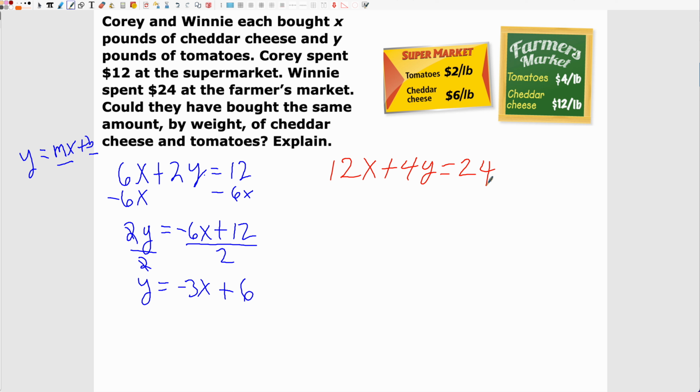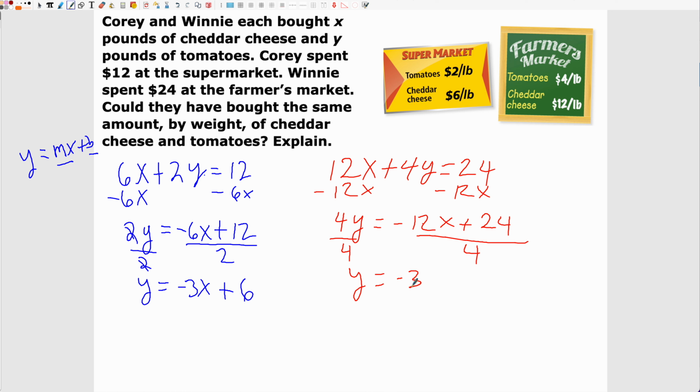I need to get y by itself. So what's my first step? Subtract 12x. So 4y equals negative 12x plus 24. Now my next step is to divide by 4 on both sides. So y equals negative 12 divided by 4, negative 3x, and then 24 divided by 4, plus 6. So what do you notice about those two equations?